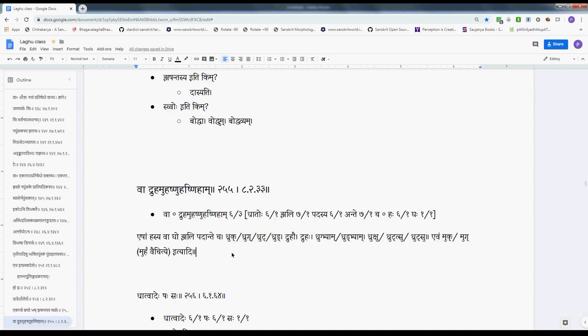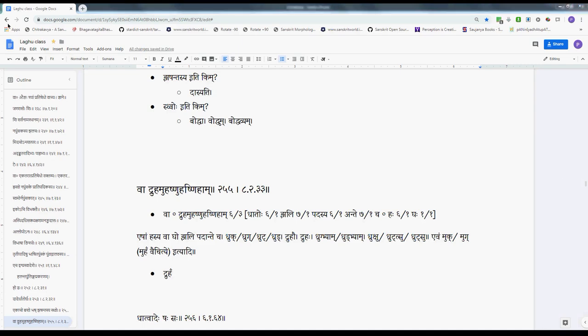So, let's derive the first one. Druha dhatu. Druha is in the meaning of what? See, you know the word droha. Himsa, himsayam, kind of meaning droha, to hurt. So, that is the meaning here. Druha will become sudruha.